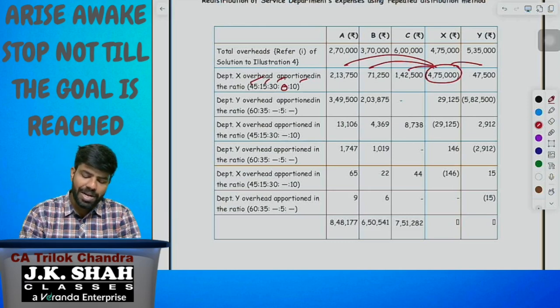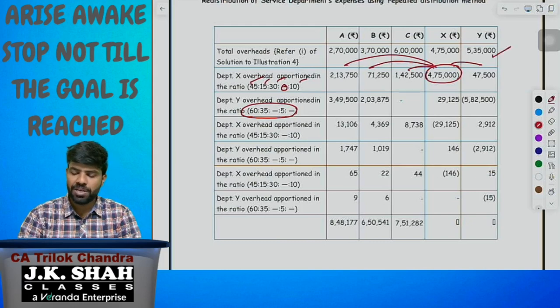Clear? Next. Y department should be apportioned in the proportion of 60, 35, 0, 5, 0. But how much is to be apportioned? The already existing 5,35,000 plus 47,500, that is 5,82,500, should be apportioned in the given proportion.